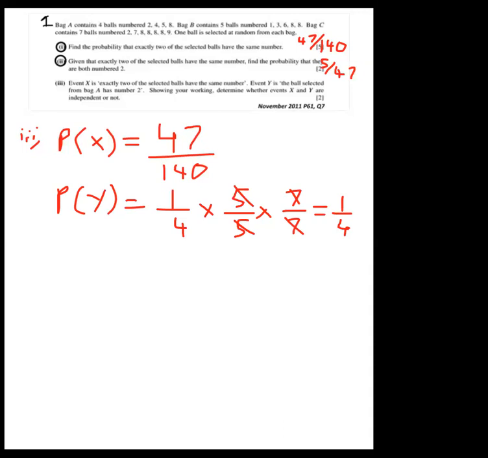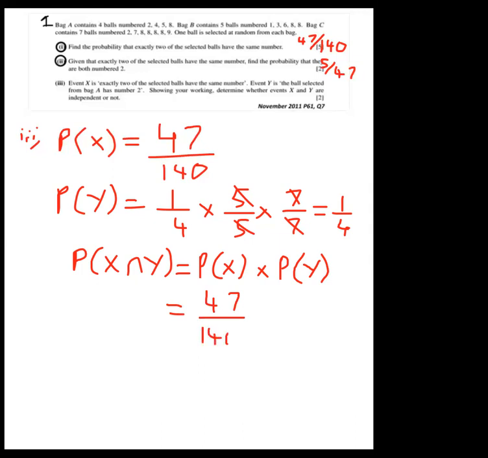So for events to be independent, P(X intersection Y) should be equal to P(X) times P(Y). So we'll see if this is equal. If it is equal, then they will be independent. If it is not, then they will not be independent. So P(X) we know is 47 upon 140. P(Y) we know is 1 upon 4. Now what will be P(X intersection Y)?